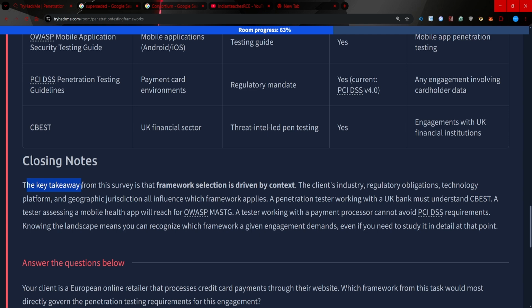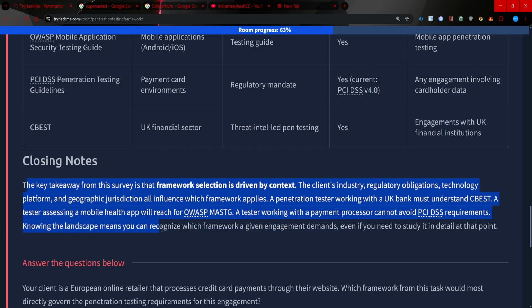Closing notes. The key takeaway from this survey is that framework selection is driven by context. The client industry, regulatory obligations, technology platform, and geographic jurisdiction all influence which frameworks apply. A penetration tester working with a UK bank must understand CBEST. A tester assessing a mobile health application will reach for OWASP MASTG. A tester working with a payment processor cannot avoid PCI DSS requirements.